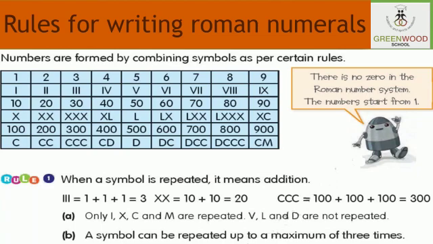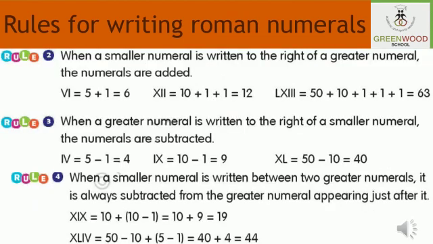Only I, X, C and M are repeated. V, L and D are not repeated. A symbol can be repeated up to a maximum of 3 times. Rule number 2. When a smaller numeral is written to the right of a greater numeral, the numerals are added.